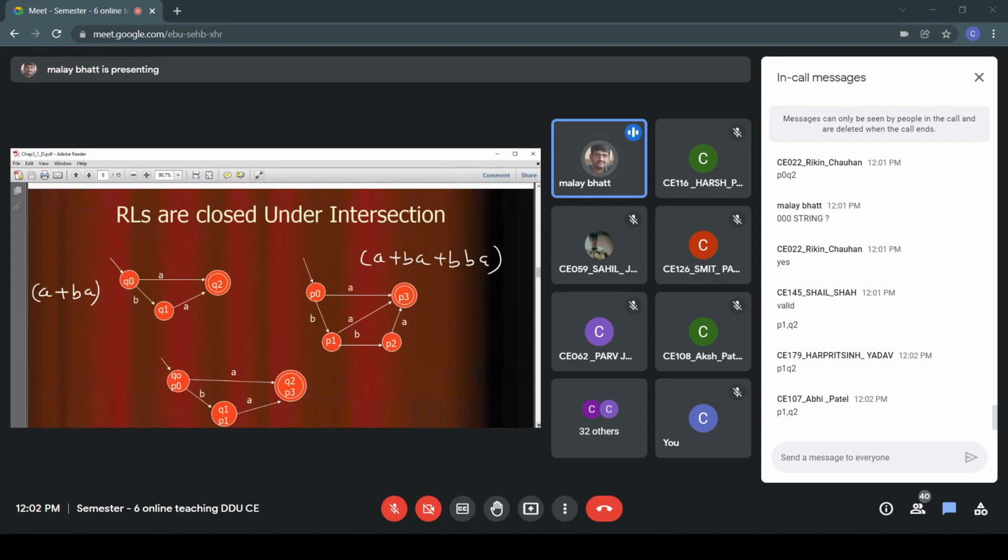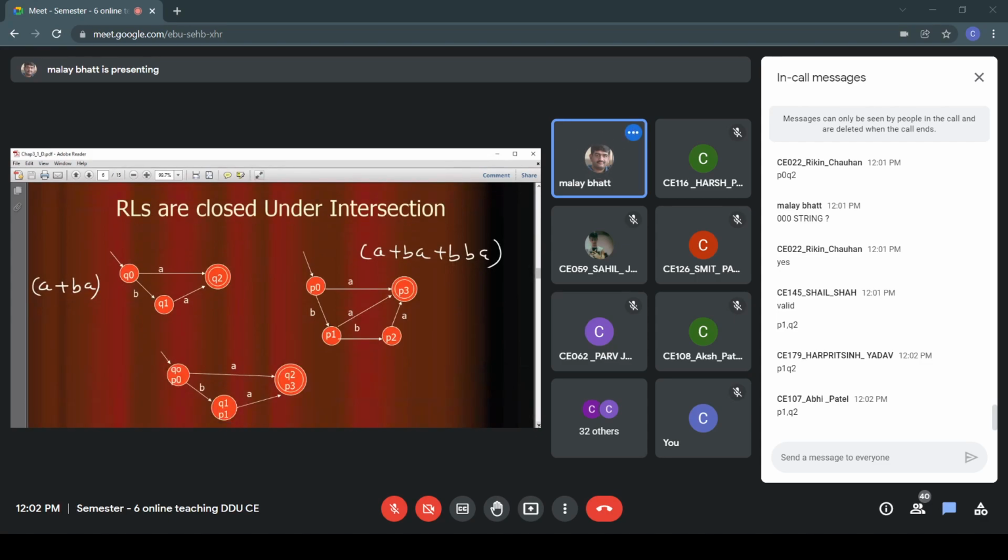So now let us consider one more interesting example. Regular languages are closed under intersection. As you can see, the first regular language is a plus ba. Is it a deterministic FA? Is the first and second deterministic FA, or are they not deterministic?